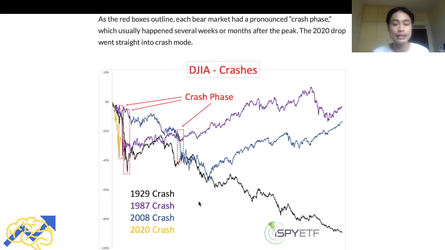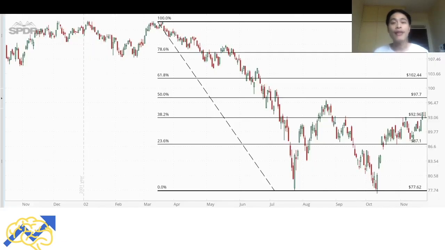So you can see that for the 2008 crash, there was this crash phase, where prices declined the most in that recession. So it was this part. And then for the 1987 crash, it was at this part here. And then for the 1929 crash, it was here. And then the 2020 crash was here, right? So that is the different crash phase of the major recessions and major bear markets in the past.